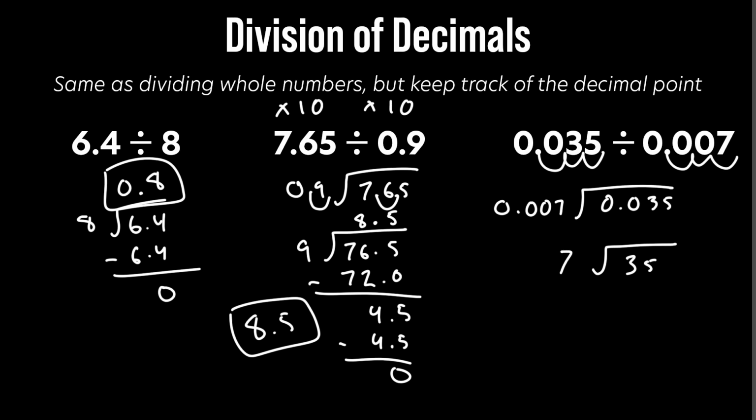And that is an easy problem to solve in which you know the answer is 5. 7 times 5 is 35, so we have a remainder 0, and that is our answer.